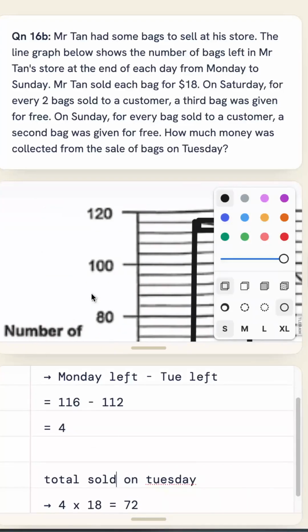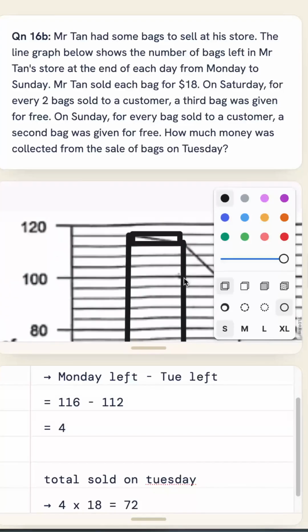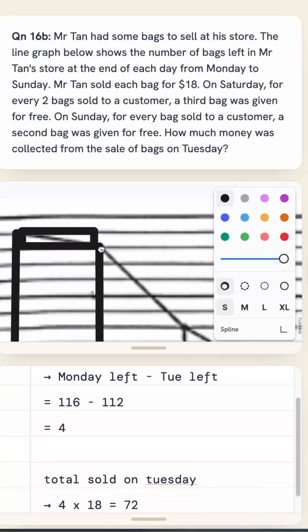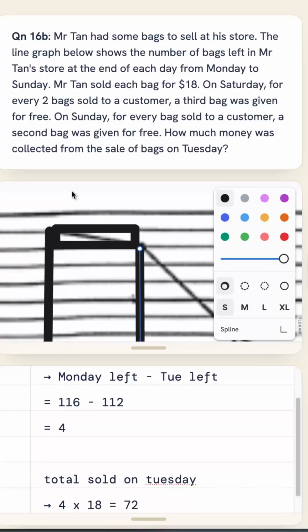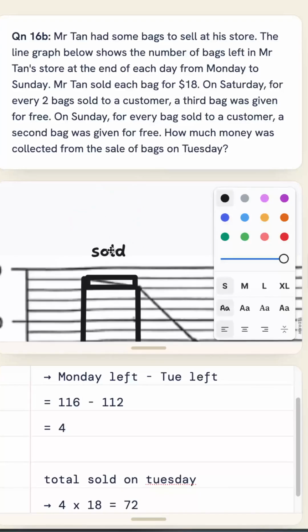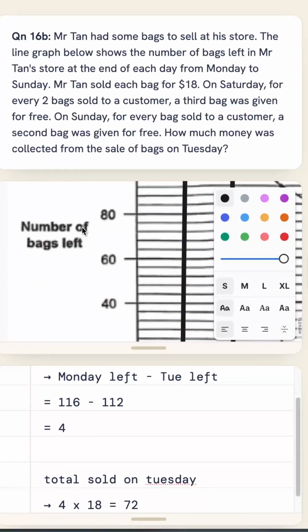So always check what the graph is showing. It says here number of bags left. That means the starting number, which is Monday, and the number at Tuesday, the difference is how much is sold. I'm going to write here "sold". Otherwise, you will make the mistake of calculating how many bags were left and multiplying by the dollar amount, which is not exactly what we want. All right, let's go to part C.